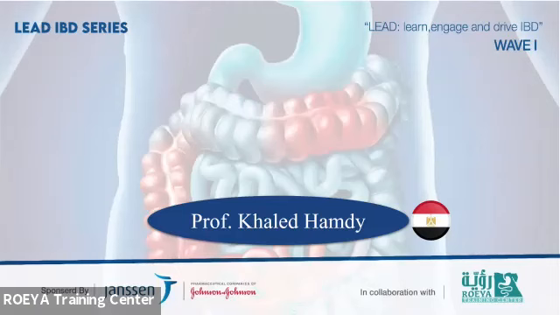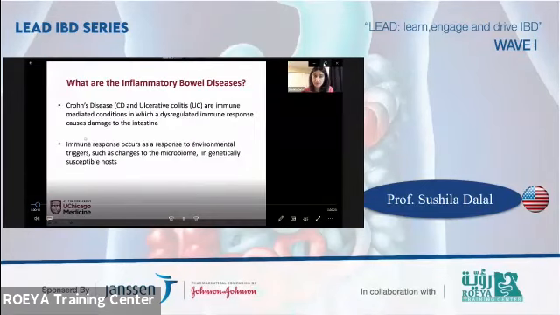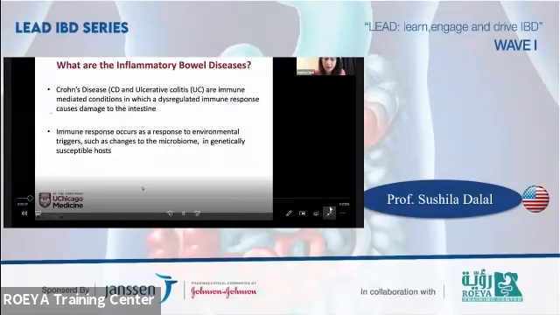Professor of Medicine at the University of Chicago, Section of Gastroenterology, Hepatology, and Nutrition. I'll be speaking with you today on how to diagnose Crohn's disease patients. So first, we'll start with what are the inflammatory bowel diseases? Crohn's disease and ulcerative colitis are immune-mediated conditions in which a dysregulated immune response causes damage to the intestine. The immune response occurs as a response to environmental triggers, such as changes to the microbiome in genetically susceptible hosts. We'll focus on Crohn's disease in this talk.